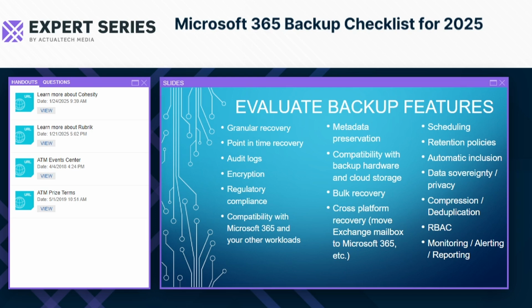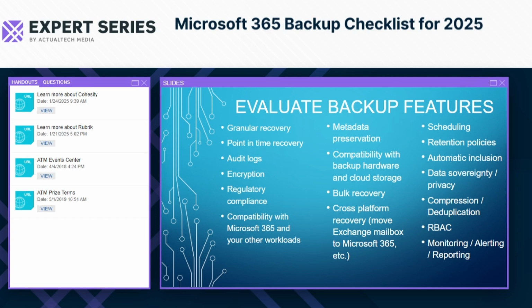Granular recovery, for example. If you're restoring Microsoft 365, you don't want to have to restore the entire tenant just because you lost a small piece of data. You should be able to restore what makes sense, whether that's a single mailbox, a single message within a mailbox, a file, or what have you. But at the same time, you do need the ability to perform larger scale restores. The bottom line is that whatever backup solution you're using, it should allow you to perform whatever type of restoration makes sense in the moment.